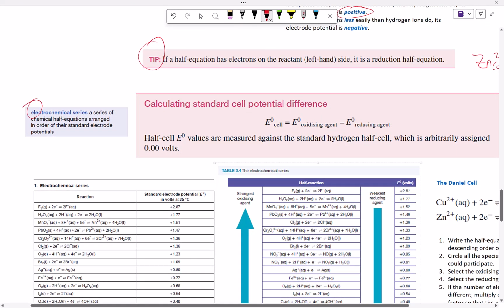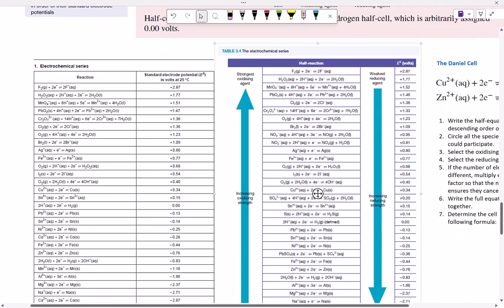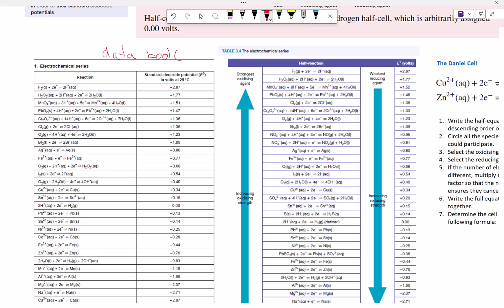All right, so the electrochemical series, what is it? It's a series of chemical half equations arranged in order of their standard electrode potentials. Quickly, that is basically what it looks like. That is the data booklet, so that's the one you should use for most things. I've got the book one here as a bit of an example. We'll bring that up in a moment.